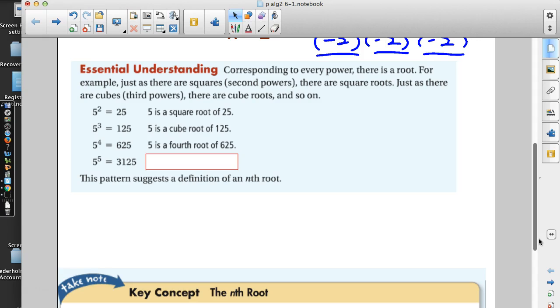And then 5 to the fifth, 3125. We're rarely going to go that high. You know, it's just one of those things we need to know. Hey, it's there. It's the fifth root. So 5 is the fifth root of 3,125.